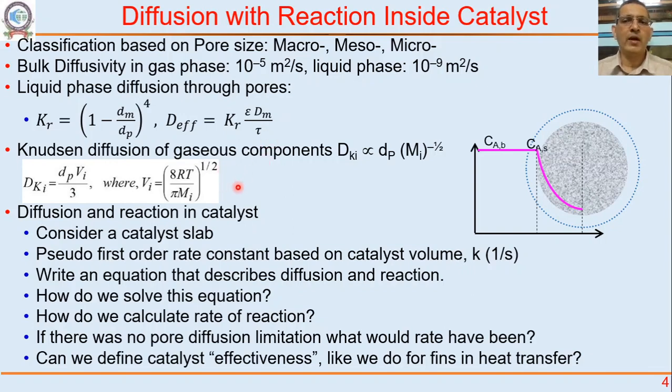So what I want you to do now is think about a catalyst. Let's say this is our catalyst. Right now you can think of it as a cylindrical catalyst or spherical catalyst, or for simplification you can think of it as a catalyst slab. So Cartesian coordinate systems we can use. Let's say the pseudo first order rate constant based on the catalyst volume is k1 per second. I want you to write an equation that describes diffusion and reaction inside the catalyst slab.